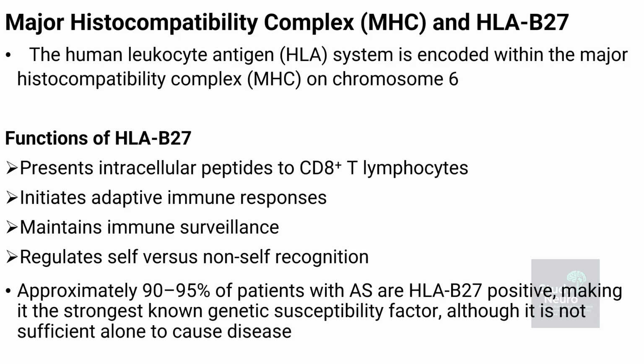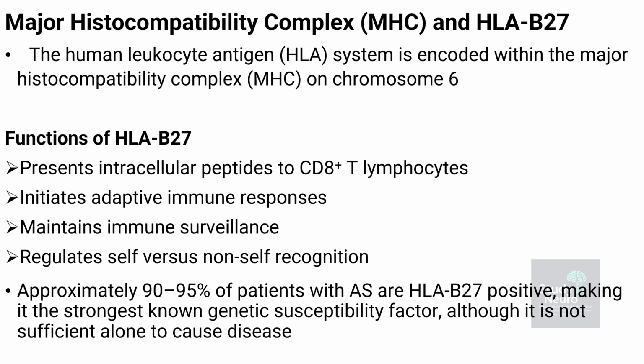The human leukocyte antigen system is a group of proteins that helps the immune system recognize which cells belong to the body and which may be harmful. It is central to immunity. These proteins are encoded within the major histocompatibility complex on chromosome 6, and one member of this family, human leukocyte antigen B27, has the strongest known genetic association with ankylosing spondylitis.